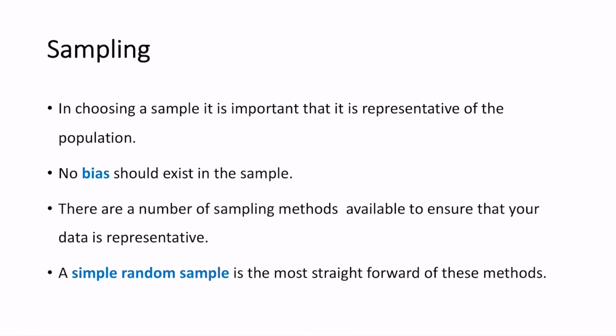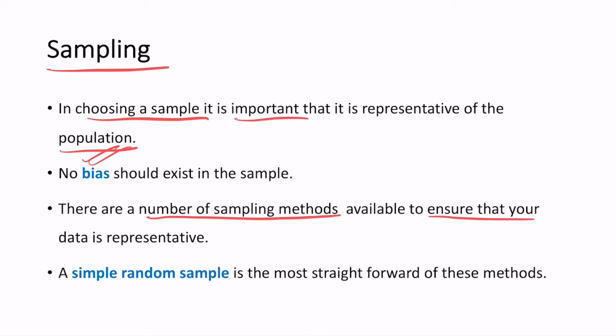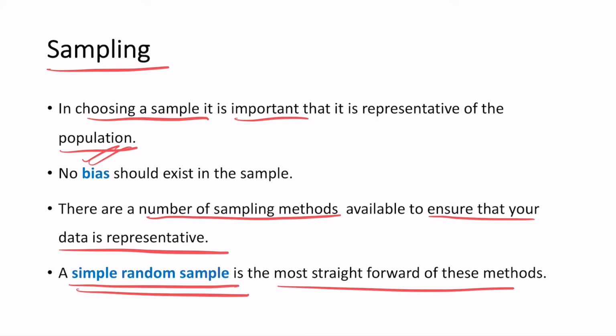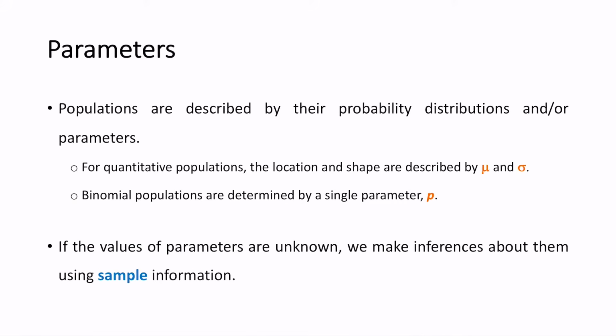Now again we'll come back to the process of sampling. In choosing a sample, it is really important that it represents the population, which means number one, there should not be any bias. Number two, there are a number of sampling methods that are available to ensure that your data is representative. One of the most straightforward of these methods is simple random sampling.